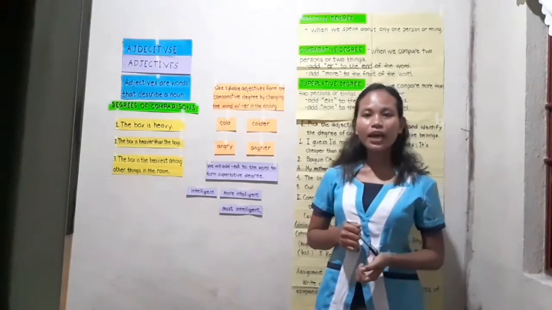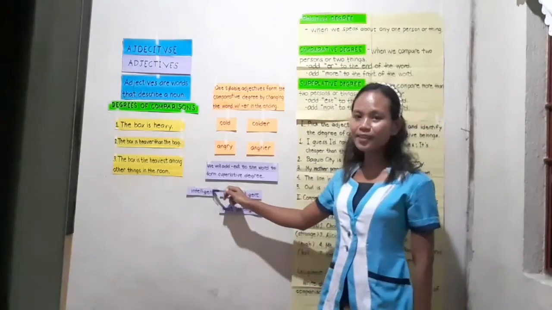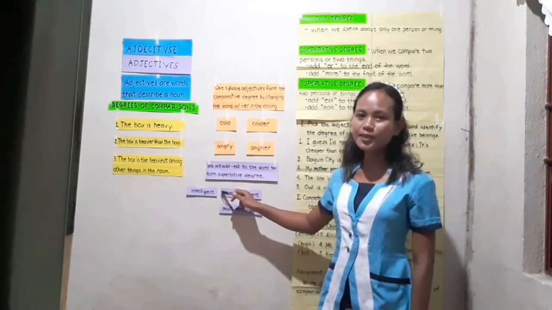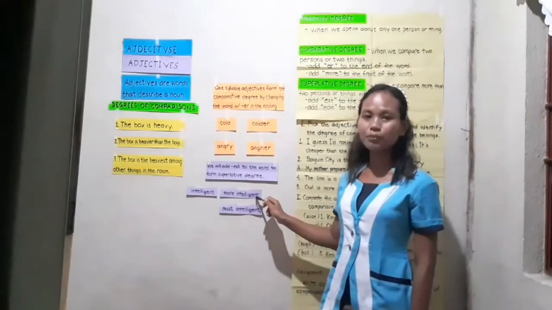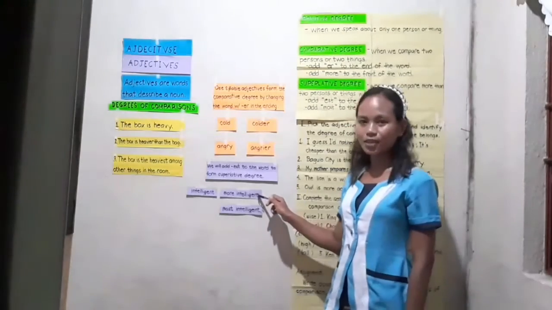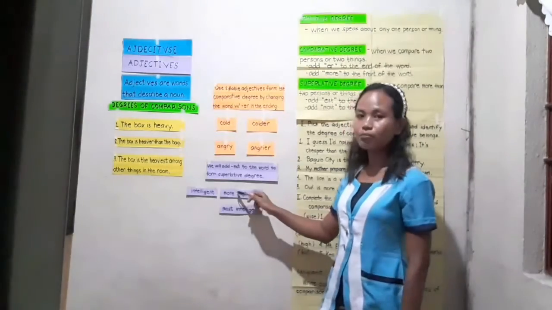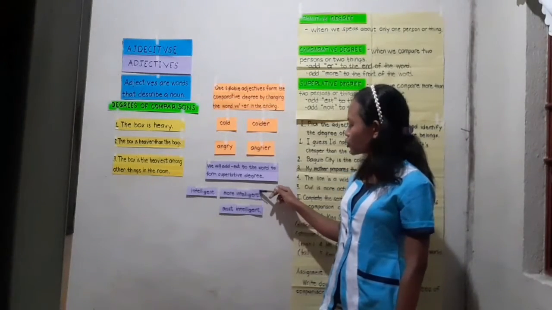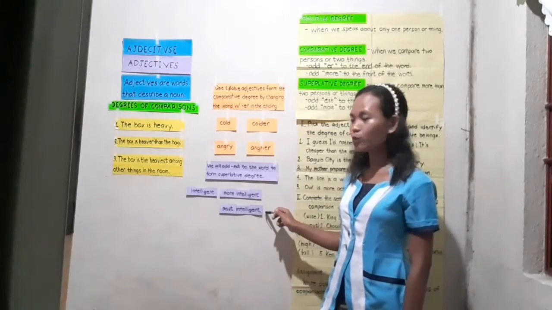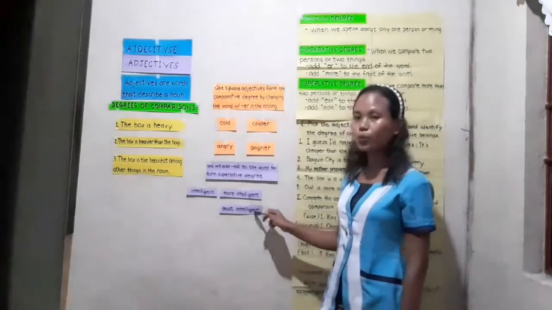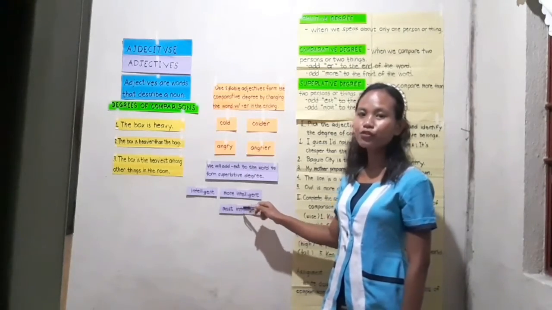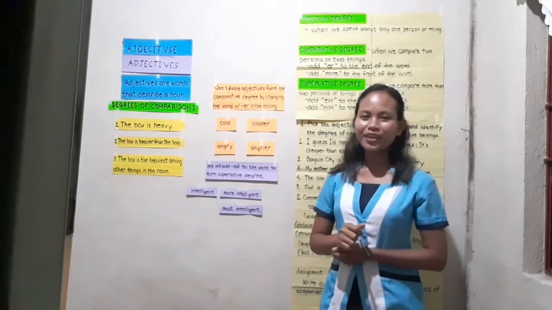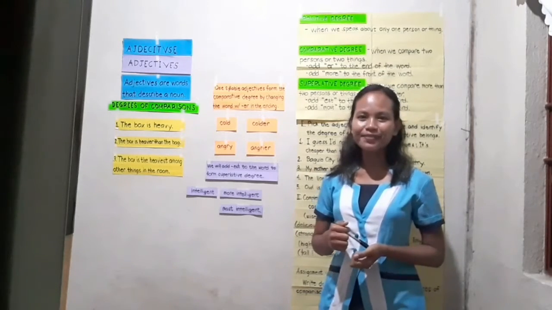Say, for example, class, we have the word intelligent. Intelligent here is in a positive degree. Okay, if we change this into comparative degree, it will become more intelligent. We will add the word more before the adjective. Now next, if we change it into superlative degree, we have most intelligent. We add the word most in front of the adjective, which is intelligent. Okay, am I clear, class?